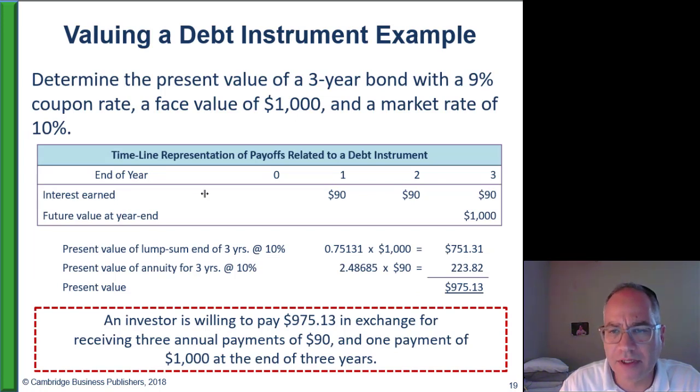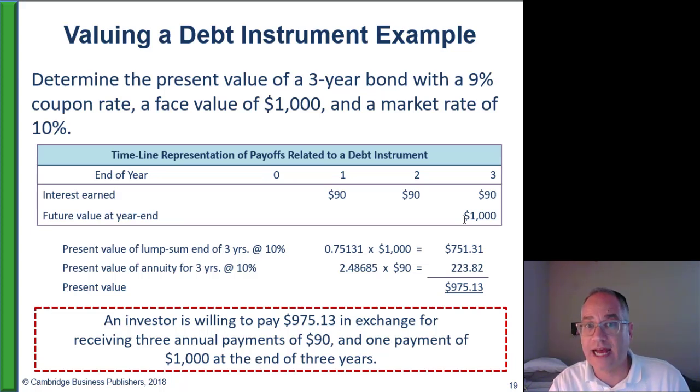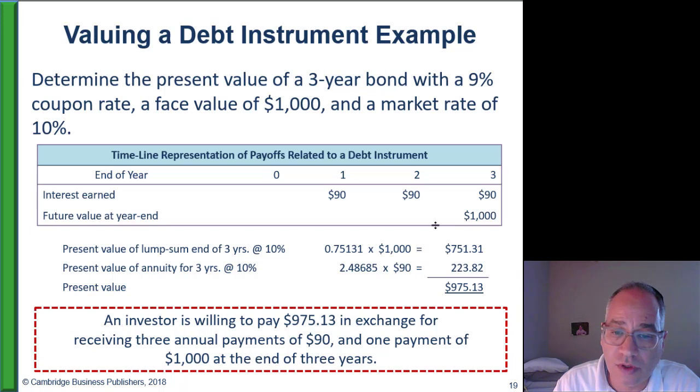And let's say we had a very simple debt: a 3-year bond, 9% coupon rate, face value of $1,000, market rate of 10%. Again, I hope this is a review for everybody, and that's why I'm going through it a little quickly. Interest would be $90 at the end of each period, because $1,000 times 9% is $90. And then at the end of the third period, there's a $1,000 payoff, because that's the face value. So you have here a lump sum of $1,000. That's 1,000 times 0.75131, or $751.